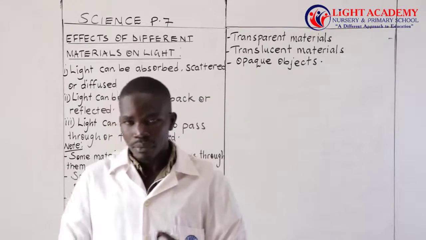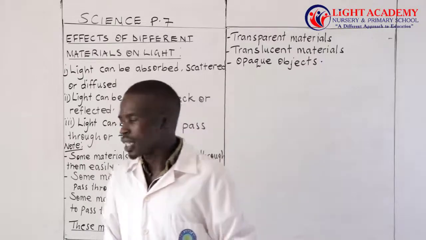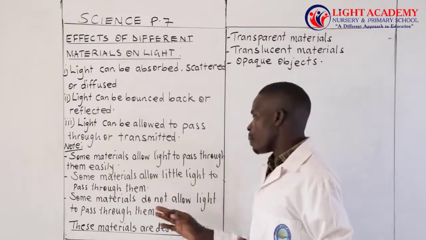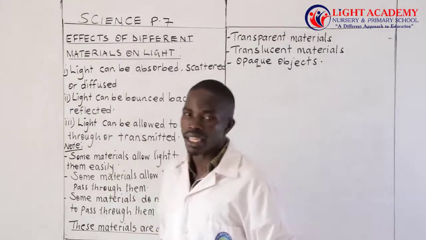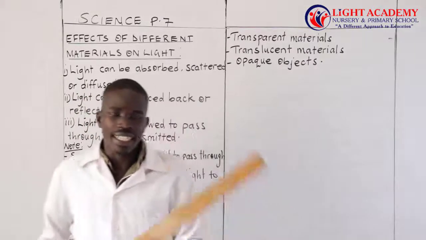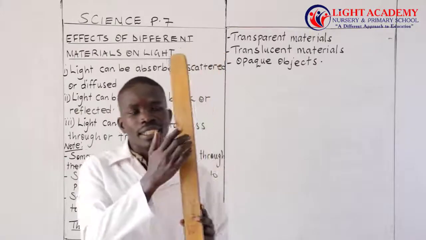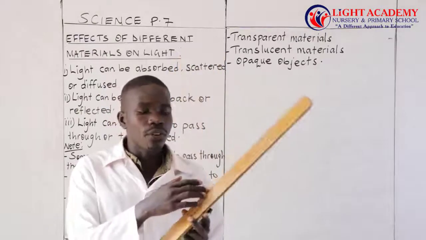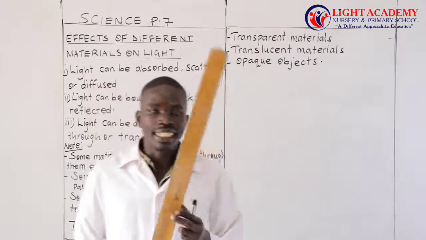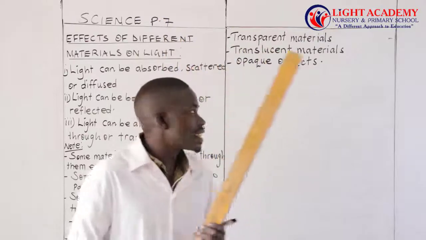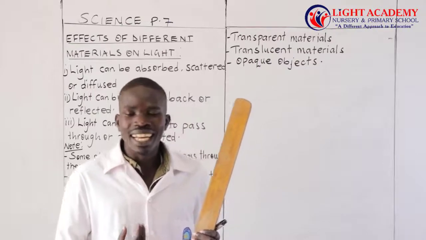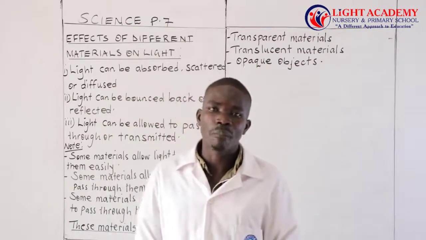Then we have other objects here. They are telling us that some materials do not allow light to pass through them. And these materials, when you look at this ruler and the light rays come and strike the surface of the ruler, behind the ruler a shadow will be formed, meaning that the piece of wood is an example of an opaque object. Materials which do not allow light to pass through them are called opaque objects.